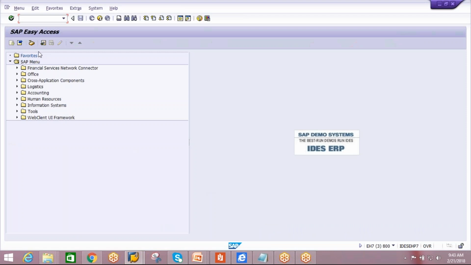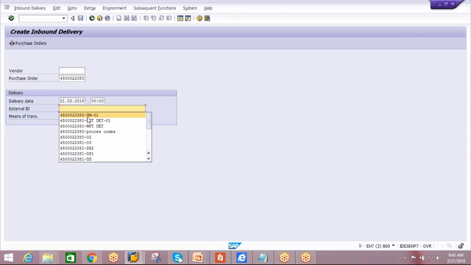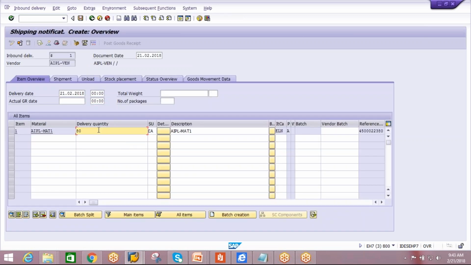Go to VL31N, stock management 02, some 9 items.